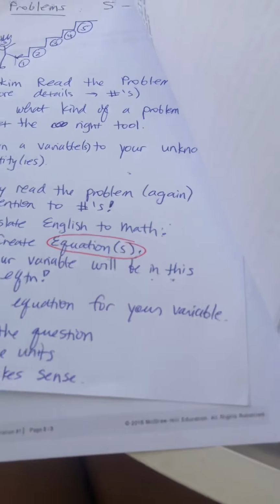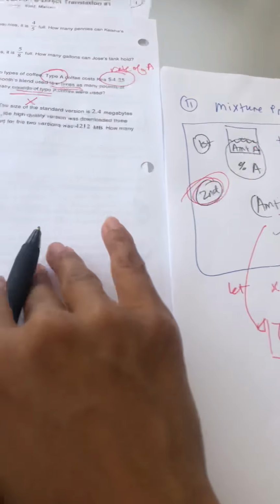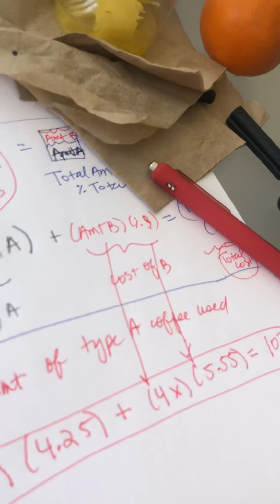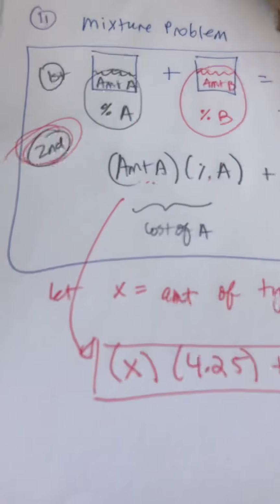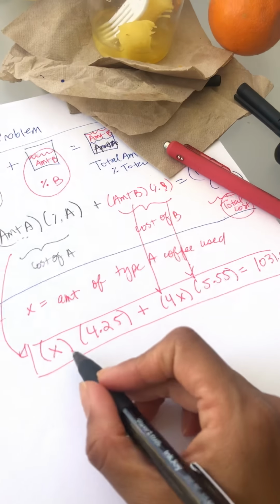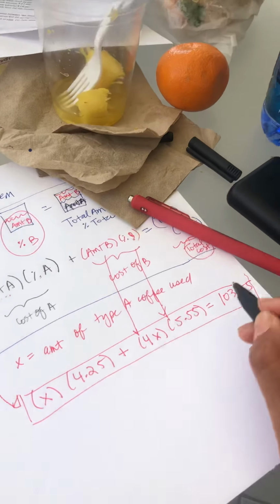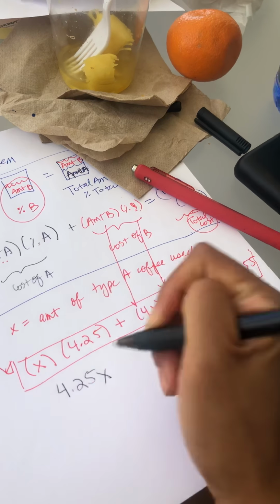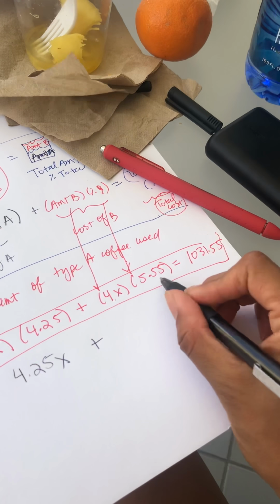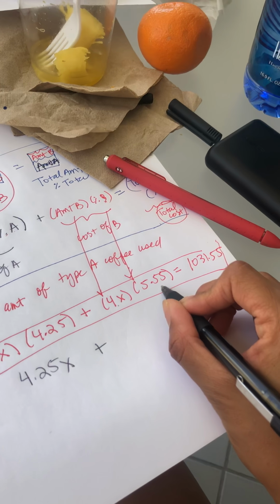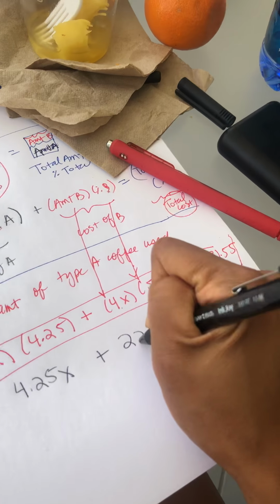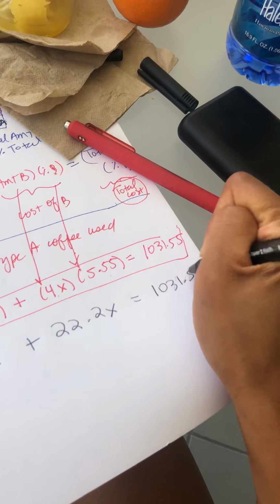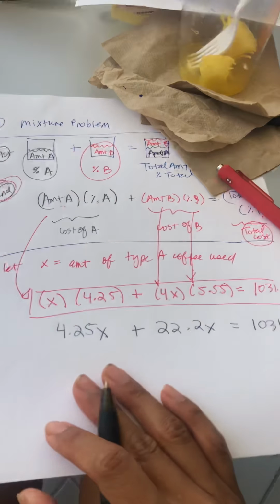Step 4 is to solve the equation for your variable. All right, so now I'm going to go ahead and solve this. And I actually have worked out the math already. So when I solve this, first thing you do is you simplify the left and you simplify the right. 4.25 times x, so I'm going to get rid of the parentheses first, plus 4x times 5.55. That will give you 22.2x is equal to 1031.55.